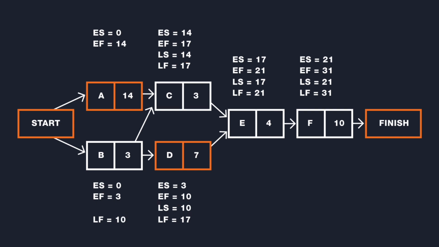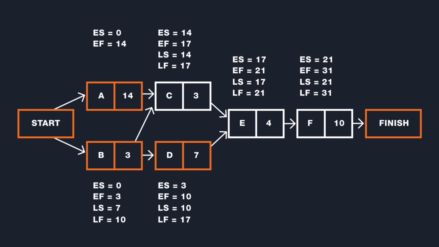We calculate the late start for activity B by taking the late finish of 10 and subtracting the activity B duration of 3 to arrive at a late start for activity B of 7. Notice that activity B has float. It can be delayed by 7 days without affecting the end date of our project.